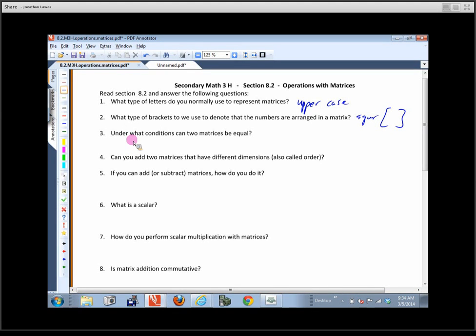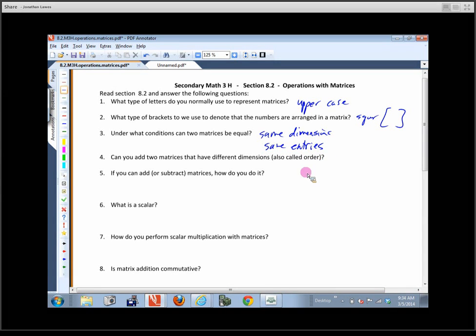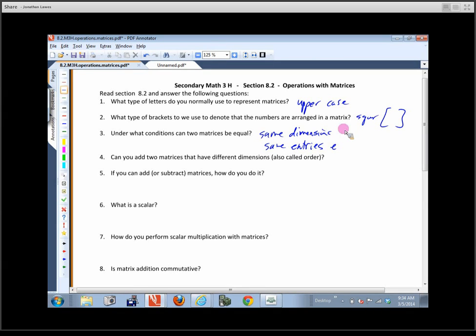Under what conditions can two matrices be equal? Okay, the entries have to be equal and the order has to be equal. So I like saying same dimensions. I learned dimensions rather than order. So same dimensions, same entries. And I say it this way: same entries, element by element. So you go through and you check each one.